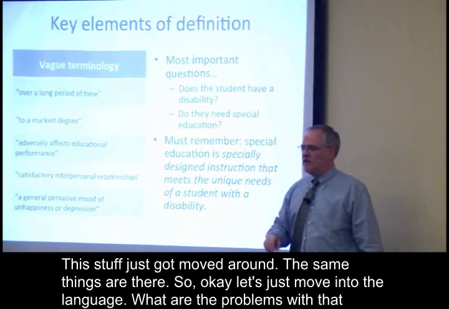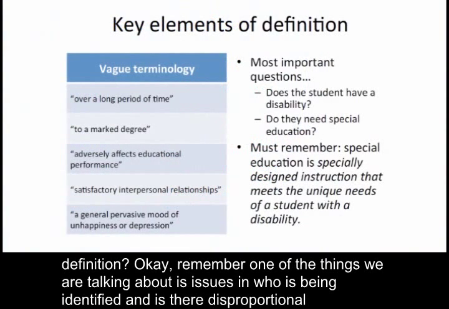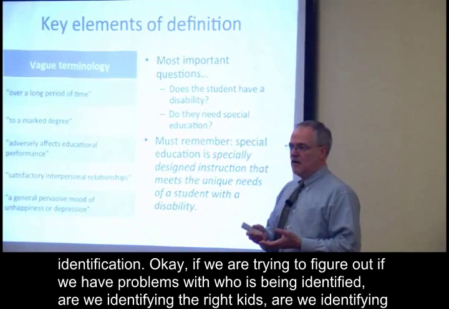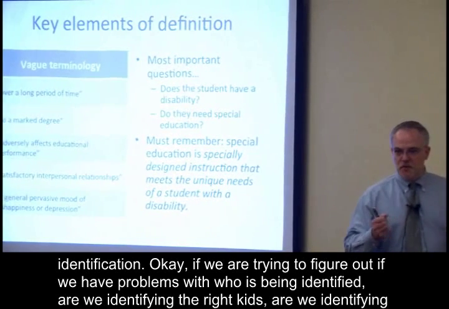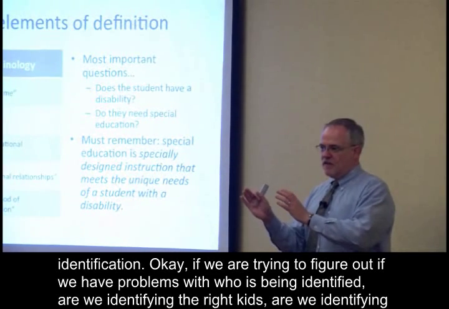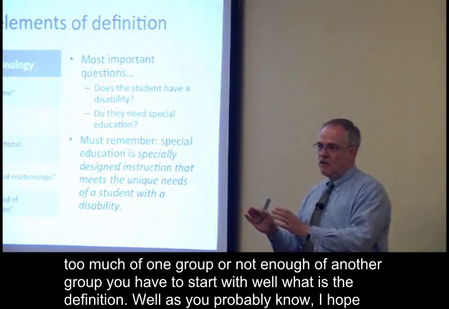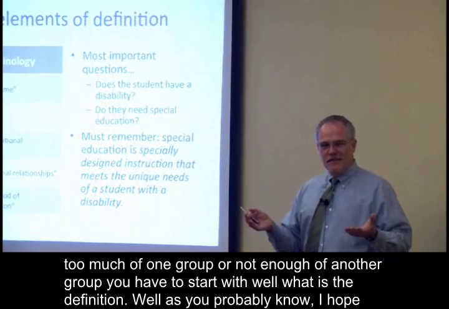So, okay, let's just move into the language. What are the problems with that definition? Remember, one of the things we're talking about is issues in who's being identified and is there disproportional identification. If we're trying to figure out if we have problems with who's being identified, are we identifying the right kids, are we identifying too much of one group or not enough of another group, you have to start with, well, what's the definition?